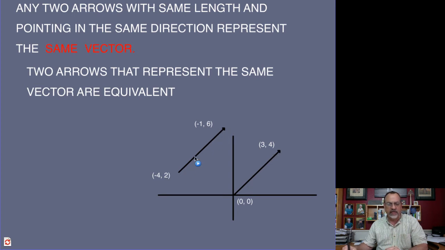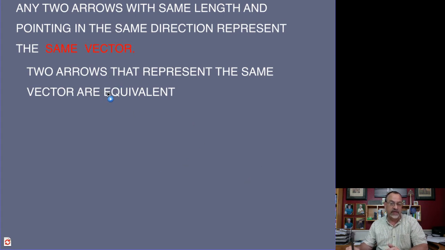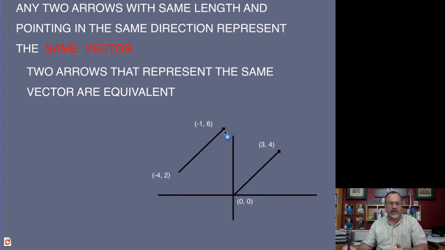And then we have another vector here that has an endpoint of negative 4, 2 and another endpoint at negative 1, 6. Now if this arrow is the exact same length as this arrow, and if it's pointing in the exact same direction as this vector, then they're considered to be actually the same vector. Well, how do we figure out if this is pointing in the same direction?